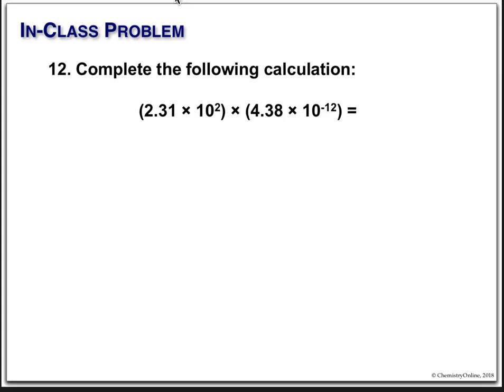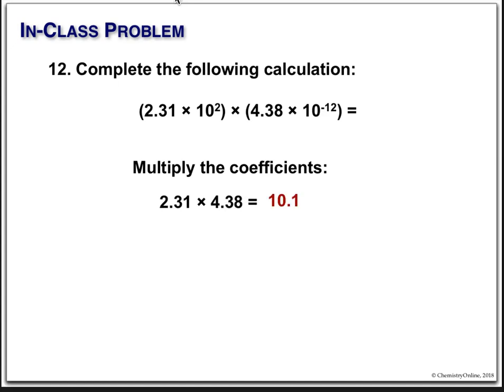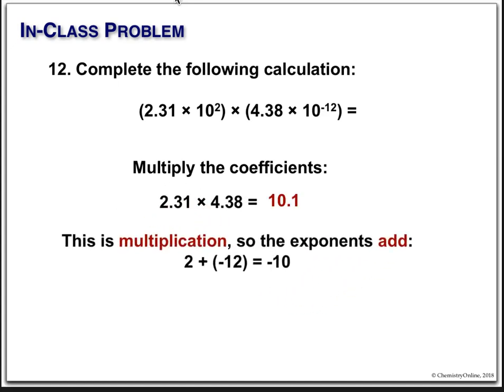Okay, we could do this with a calculator in just a couple strokes. But let's do it the old-fashioned way, just to show that we can. First thing you would do is multiply the coefficients. That's going to be 2.3 times 4.3, 10.1. Second, we're going to deal with the exponents. Multiplication, so exponents add. We have a +2 and a -12 to give us a -10. So we put the exponent and the coefficient together. We would get 10.1 times 10 to the -10.